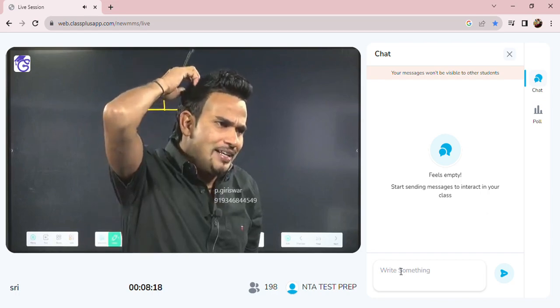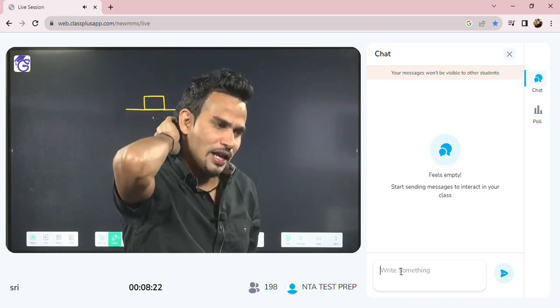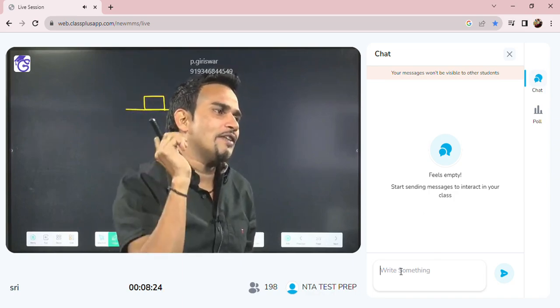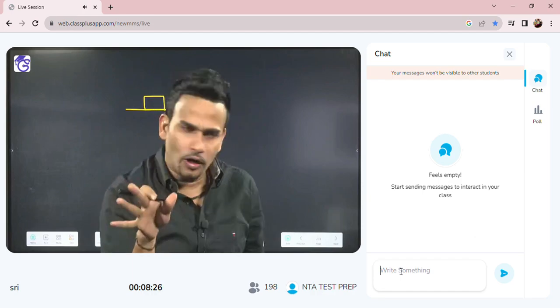Generally work done by static friction is zero, but not always. Generally it will be zero, but not mandatory.